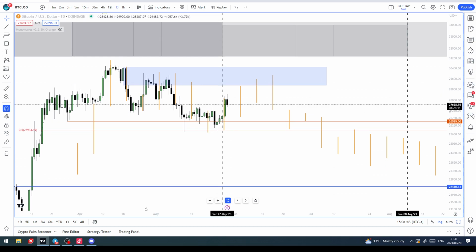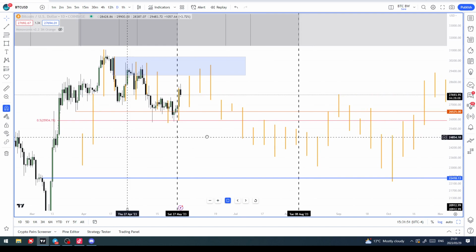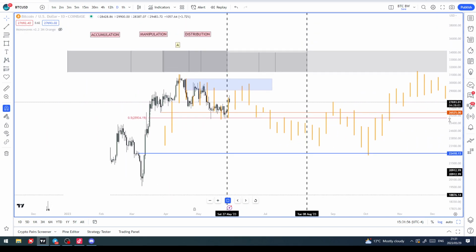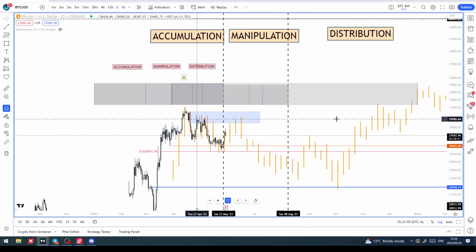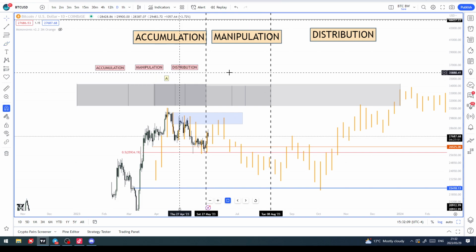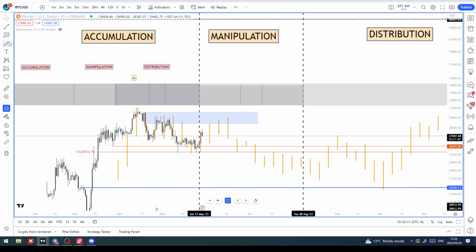What's interesting though, that I mentioned earlier today, is that we have now started the yearly manipulation phase. So if you look at this, if this was the accumulation phase on the yearly candle, right up until this point, which was Saturday 27th of May, right? We entered the manipulation phase, and then you saw that sudden spike up that happened over the weekend, and all of this from May 27th to August 8th is a manipulation phase.